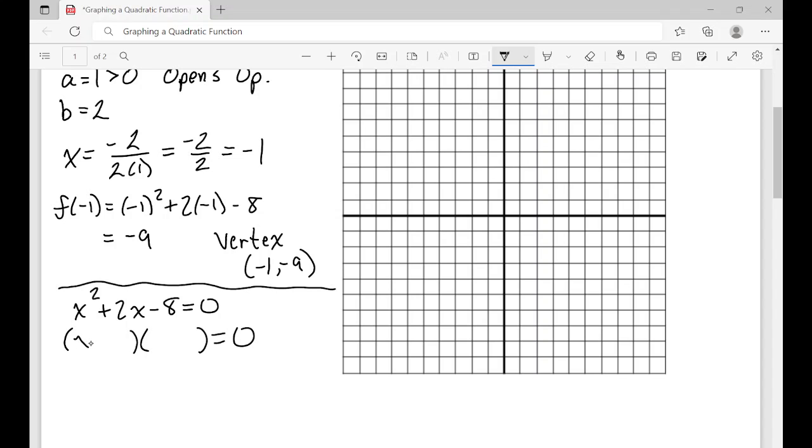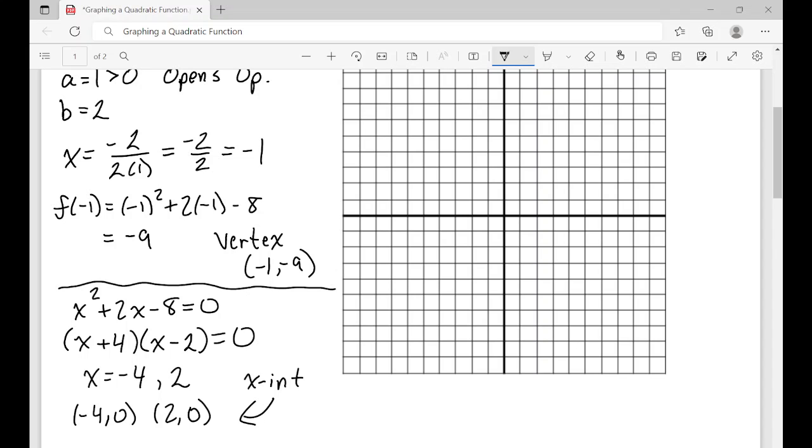That's going to give us (x + 4)(x − 2). So I'm factoring, but if you did the quadratic formula, you'll get the same two answers. In this case, our answers are negative 4 and positive 2. So our ordered pairs are (−4, 0) and (2, 0). And so these are our x-intercepts.